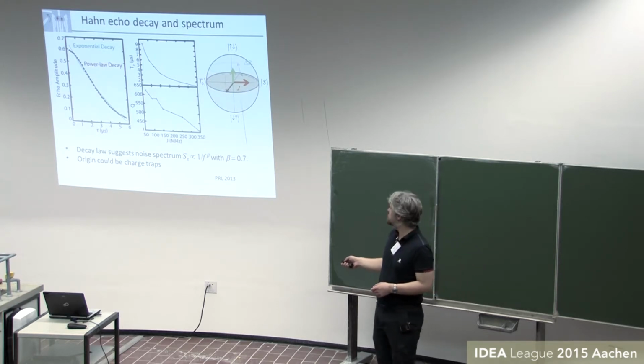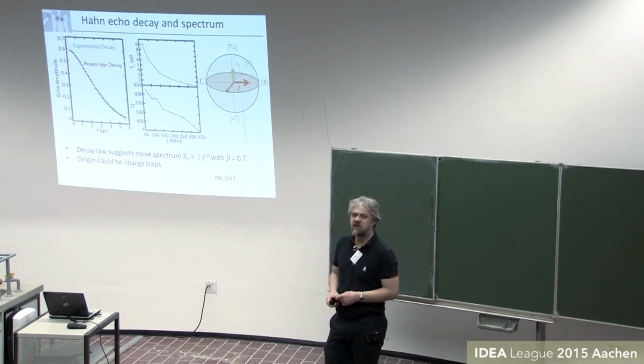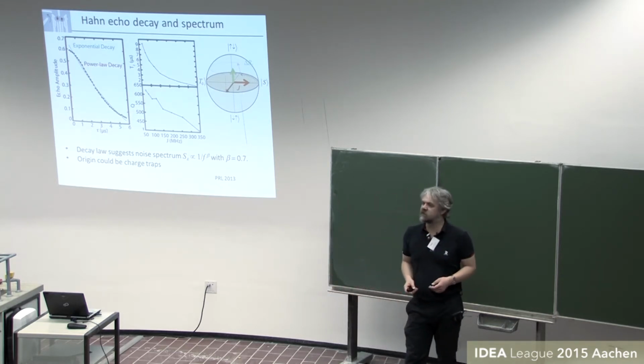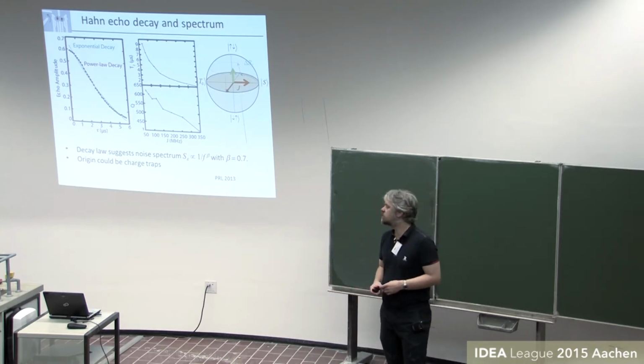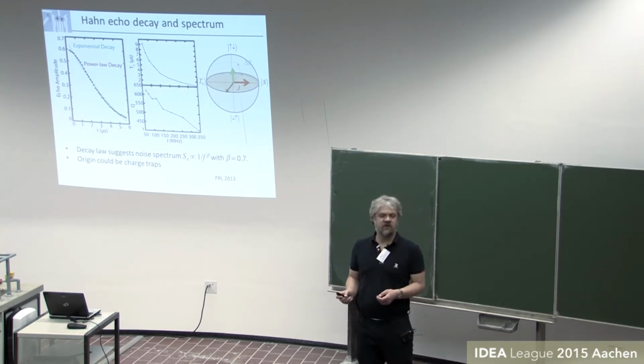And all of this suggests that the qubit sees a spectral density of the 1/f^0.7 type. I think it's likely to come from charge traps, but there's no independent proof.